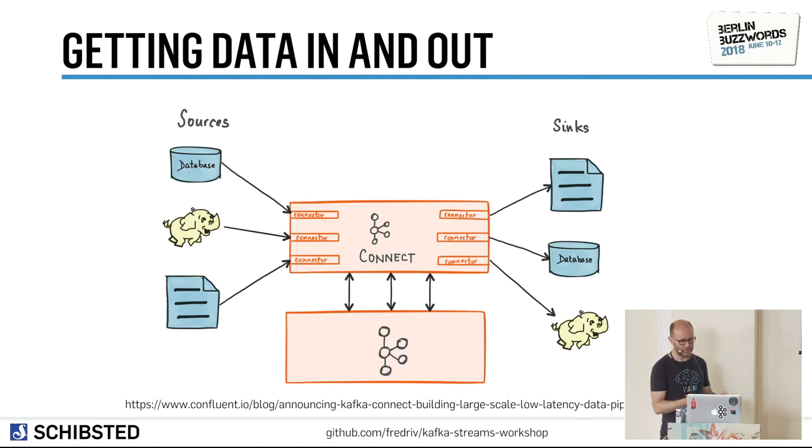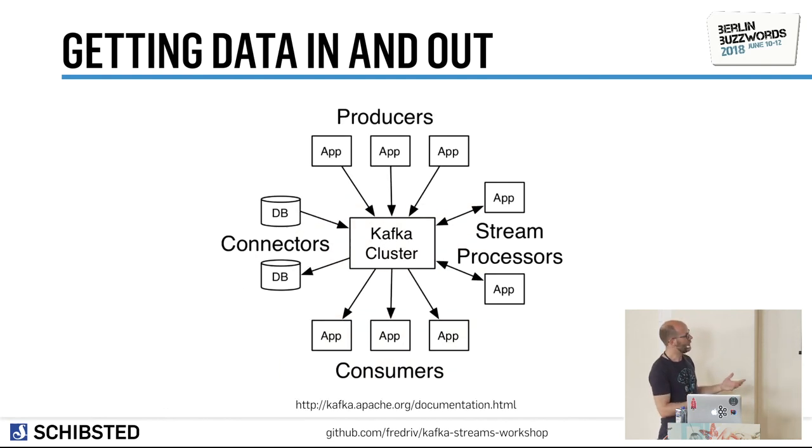The other alternative, instead of using Kafka Connect, is to use the other parts of the Kafka ecosystem. Kafka consists of many things. You have the cluster, the server part of it. Then you have the regular Kafka producers and consumers, which are regular Java clients, and I believe they also have support for a number of other languages. You have the stream processors, which is what we have looked at now, which are combined producers and consumers. They both consume data from Kafka and produce to it. That's the Kafka Streams API. And then you have the connector API that I just mentioned.